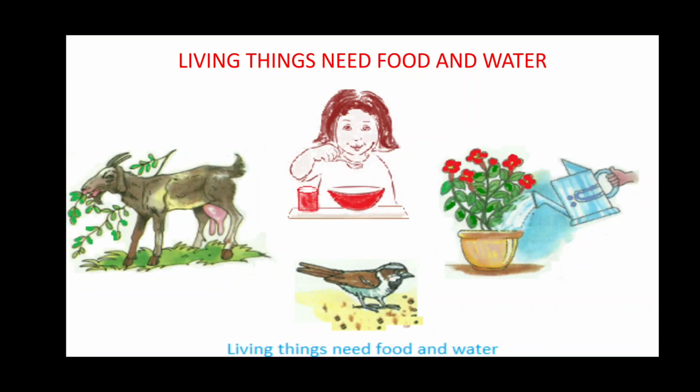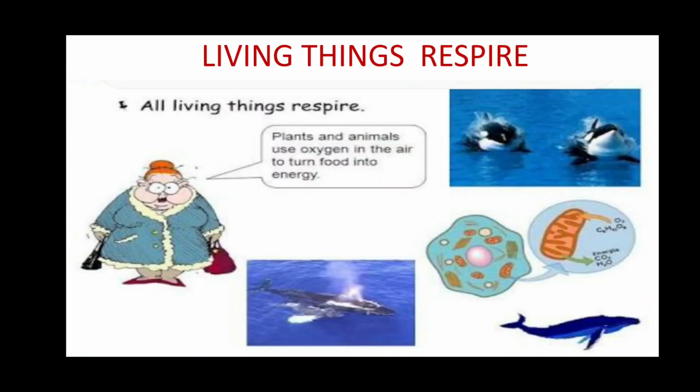Animals are all dependent upon plants for food directly or indirectly. Some plants eat other animals for their food. A few animals take food in liquid form, whereas the majority of animals take it in solid form. Next is that living things respire.